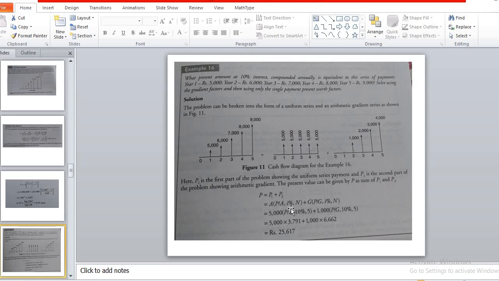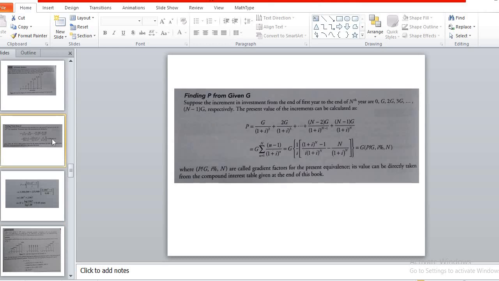So this is the first part: finding the present value for a given annuity at some interest rate I for the number of periods n. The second part is related to the gradient, again for n periods of time with some interest rate I and with a gradient factor P by G. This P by G factor is the one in the curly bracket.